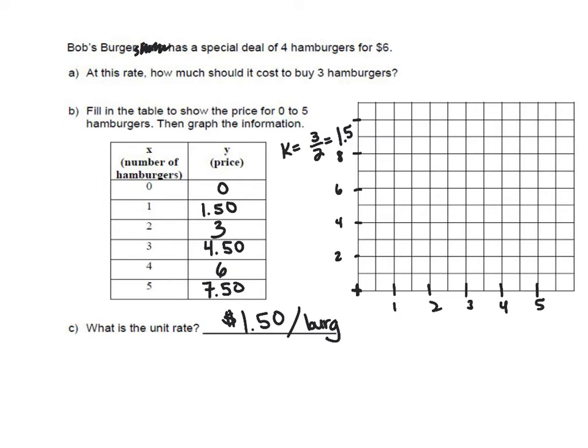I don't want to go off the chart, and I kind of want to do it in a visually easy way. Okay, so 0 burgers, 0. 1 burger, 1.50, so halfway here. 2 is $3. There we go. 3 is 4.50, so I go halfway between here. 4 is 6, boom, and 5 is 7.50, so I go to 7 and a half.